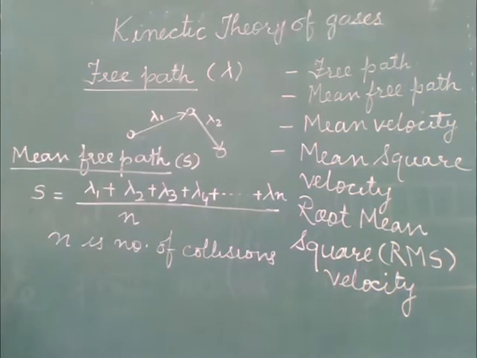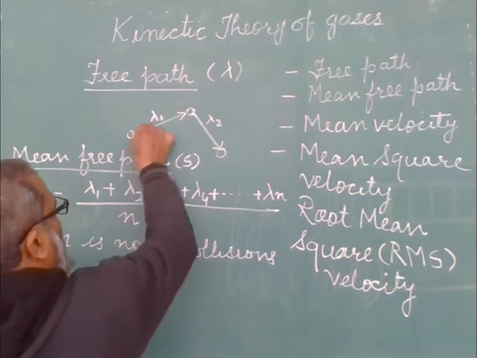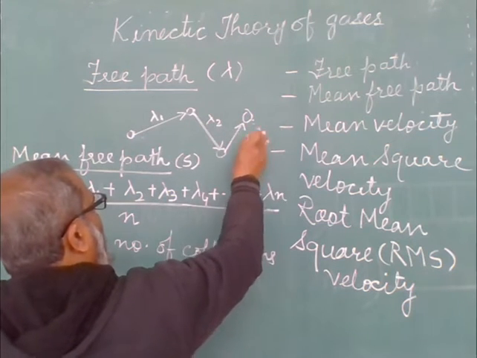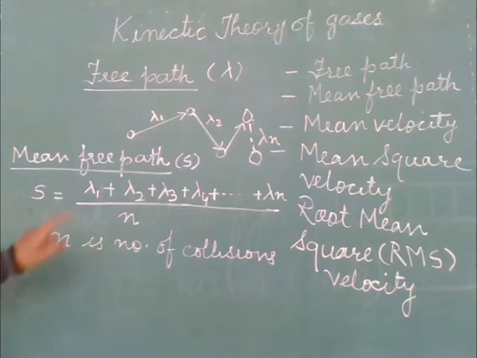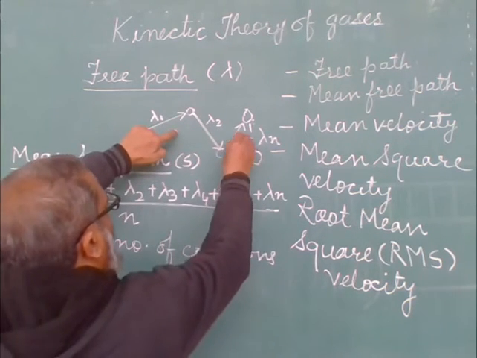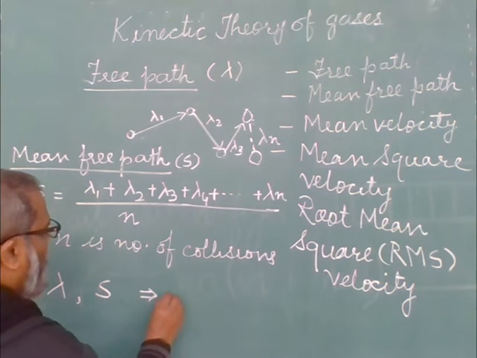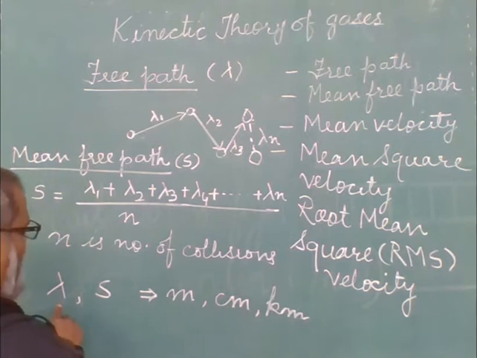Earlier we have seen free path. What is free path? I am repeating. Free path is the distance travelled by the gas molecule between two successive collisions. So first collision lambda 1, second collision lambda 2, third collision lambda 3, and in this way the last collision we have taken as lambda n. If we find the average of these values, lambda 1, lambda 2, lambda 3 up to lambda n, that average is called the mean free path, represented by S. Here lambda and S both will be measured in meter, centimeter or kilometer. These are the units of free path and mean free path.